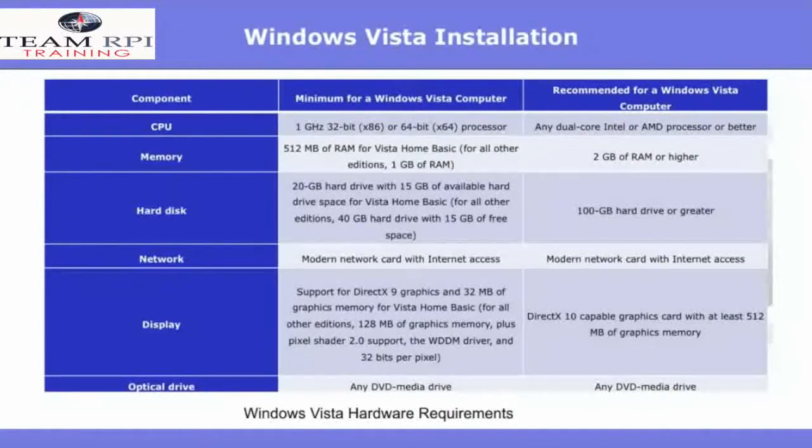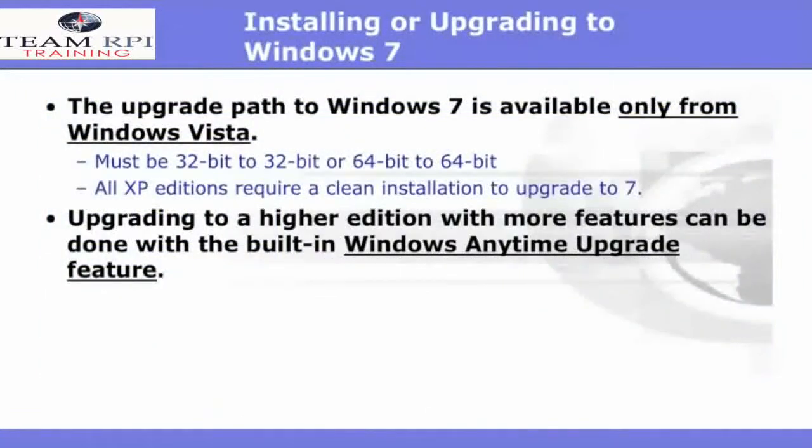And again, remember, the A+ certification expects you to know and understand the hardware requirements of each version of the Windows operating system. The upgrade path to Windows 7 is available only from Windows Vista. All XP editions require a clean installation to upgrade to Windows 7. However, if you already have Windows 7 and you're just upgrading to a higher edition, you can use the Windows Anytime Upgrade feature.